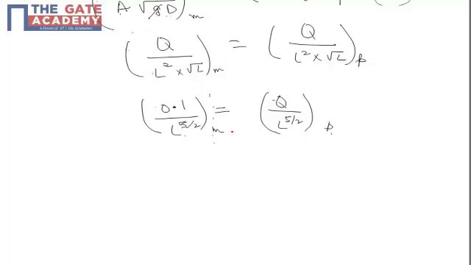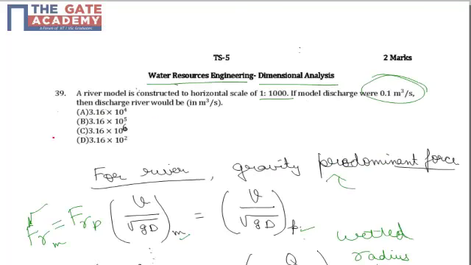Now scales are known for each of them, so Q comes out as 1000 raised to power 5 by 2 into 0.1, making option C, that is 3.16 into 10 to the power 6 meter cube per second, the correct and closest choice. So the correct answer is C.